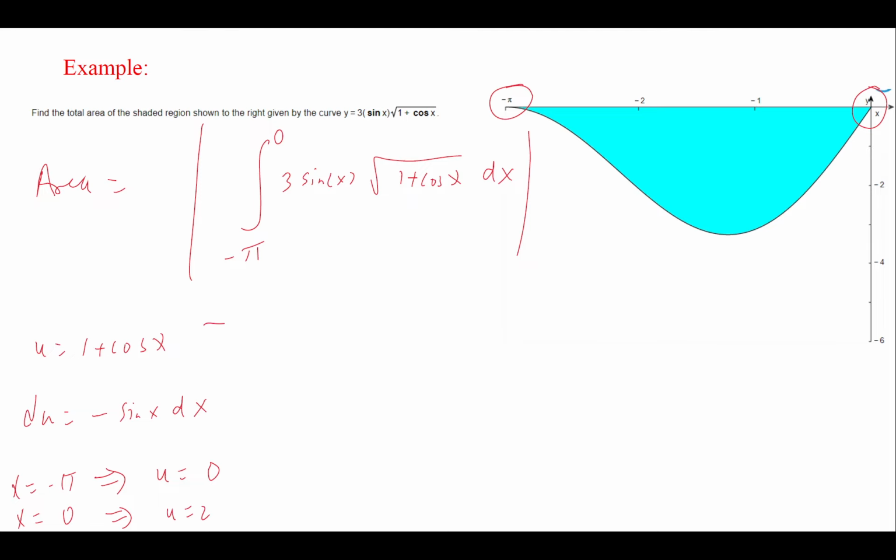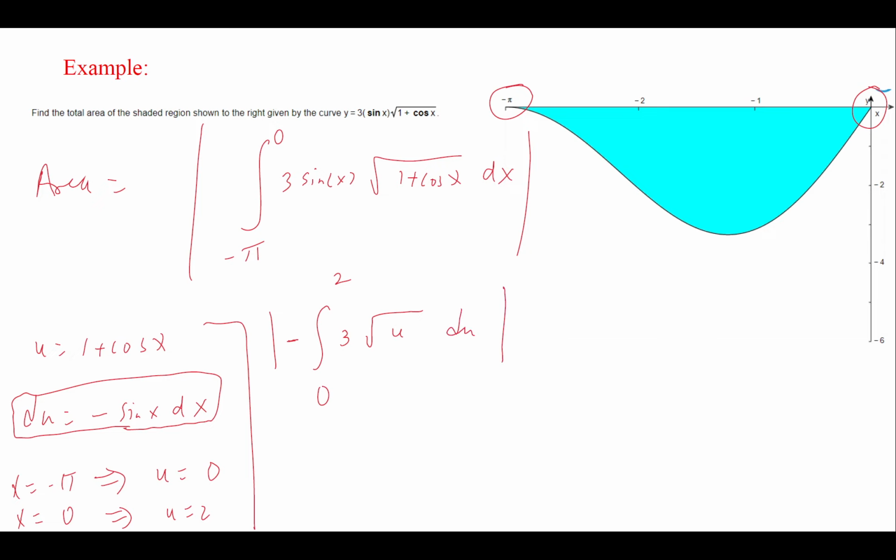So this integration, whatever we're trying to find, will be changed to 0 to 2 and then 3 sine x. As you can see, sine x dx can be replaced by negative of du. So I can just bring that negative sign outside. So it will be 3 du, and then for this one it's square root of u du. So I can replace this problem with 3 square root of u du. This negative sign doesn't matter because of this absolute value, it will eventually be positive.